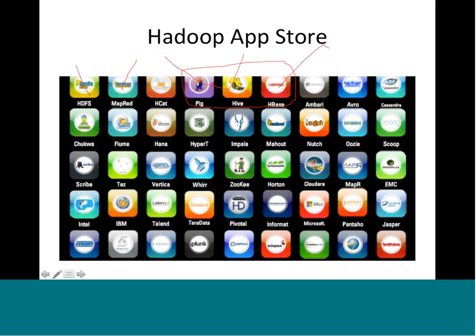MapR, EMC, Intel. So if you see, all these are tools which are available. These all are customized Hadoop. Pivotal also. Microsoft is also coming. Pentaho, it's becoming popular these days. Then you can go with Jasper. All these are available ecosystem products. All these are different flavors of Hadoop, which is provided by different companies.